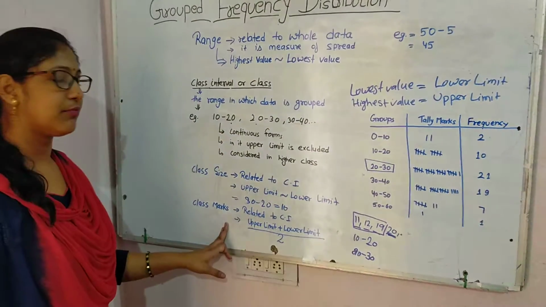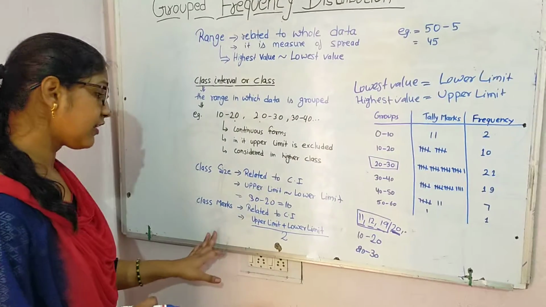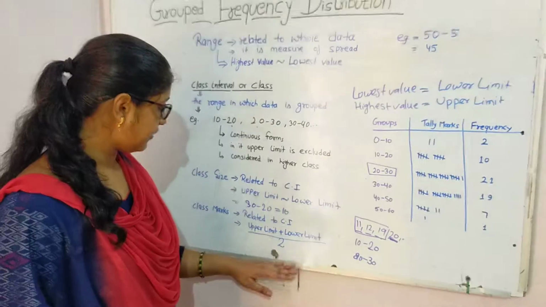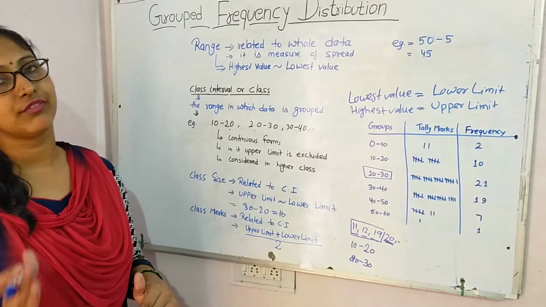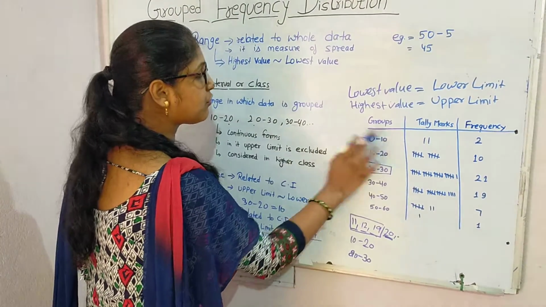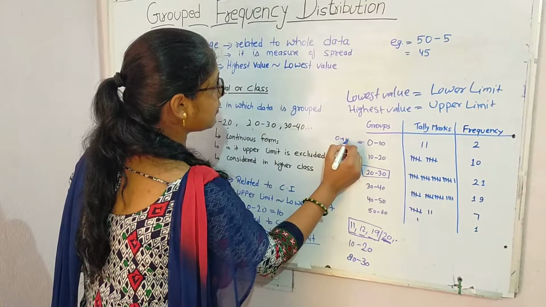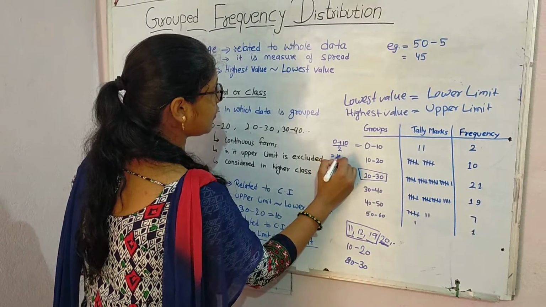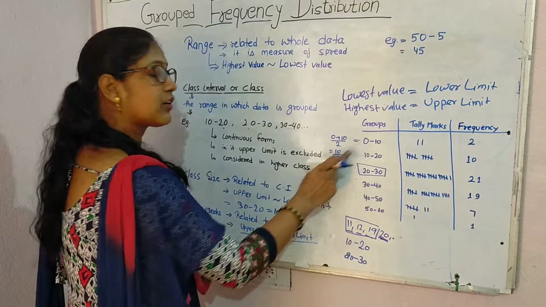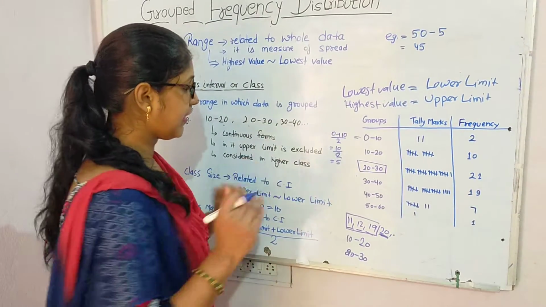The next is class mark. It is also related to our class interval. It is the sum of upper limit plus lower limit by 2. It is different for the different class interval. For example, class interval 0 to 10, class mark is 0 plus 10 by 2 equal to 10 by 2 equal to 5. So class interval 0 to 10, class mark is 5.